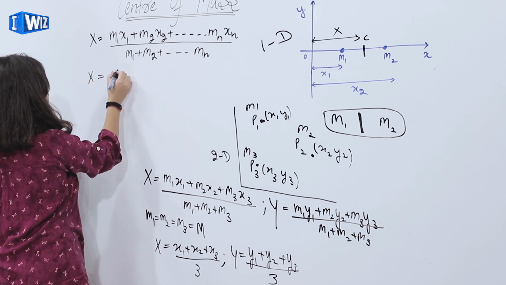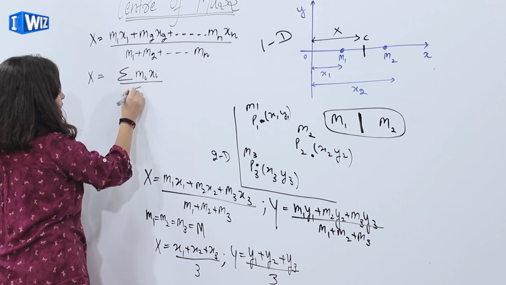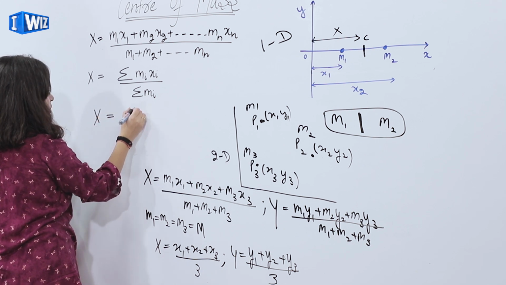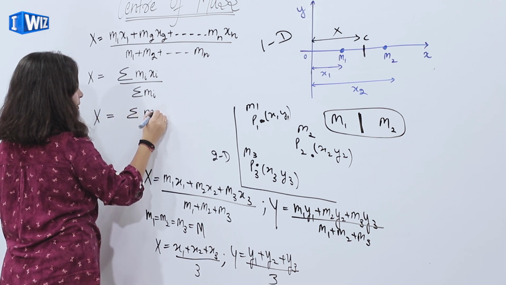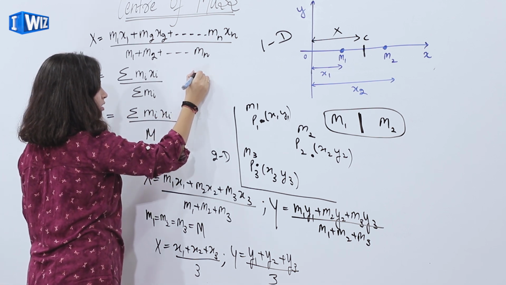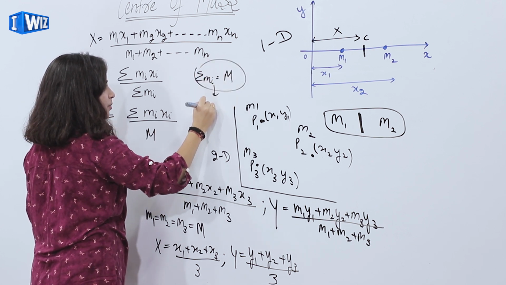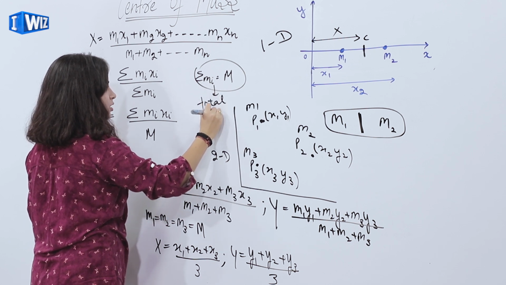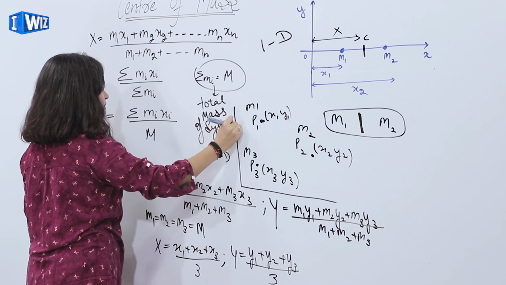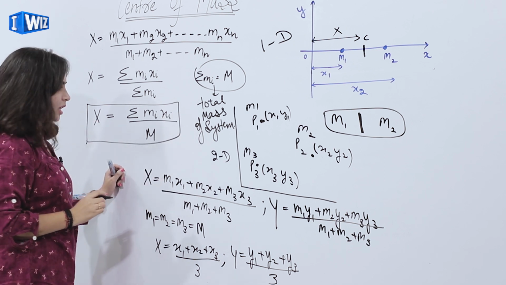Or we can write it as summation mi xi upon summation of mi. Or x equals summation mi xi upon capital M, where summation of mi equals capital M, that is the total mass of the system. So this is the most general expression for center of mass.